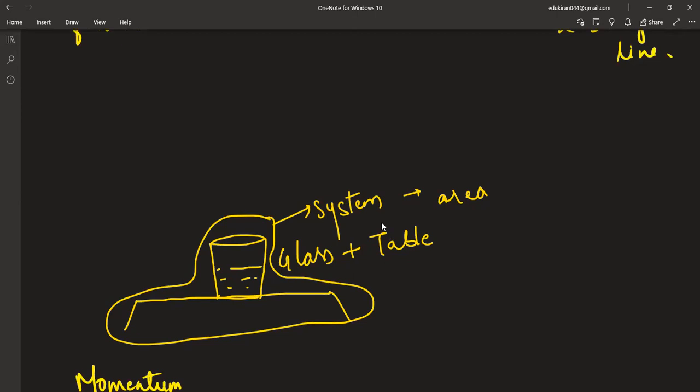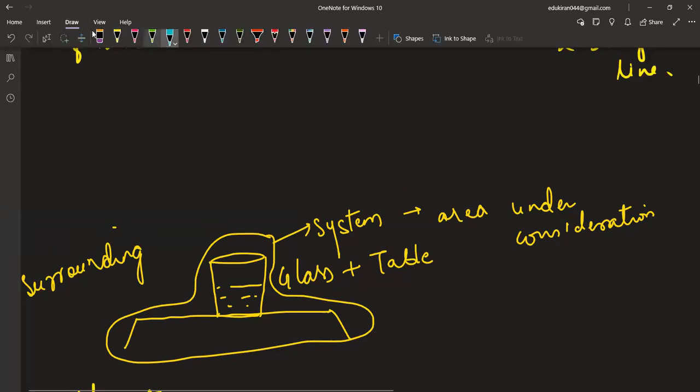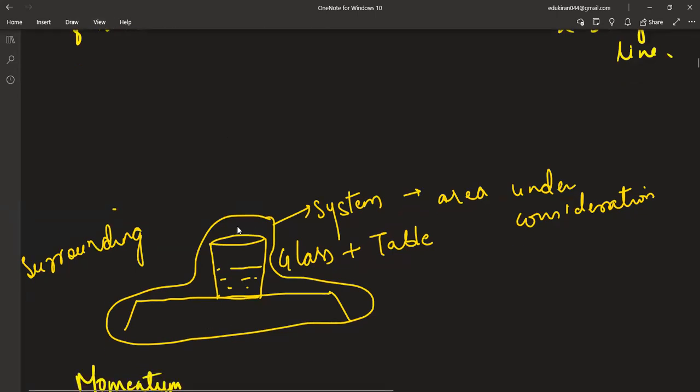When we do thermodynamics, that time this will be clear. Otherwise, you'll do this in chemistry also, in states of matter, system and surrounding. That's, I think, in class 11th only. So, this is the area under consideration or observation. Fine. Now, anything that is apart from this, anything in the whole universe apart from this glass of water and this table, for me becomes my surrounding.